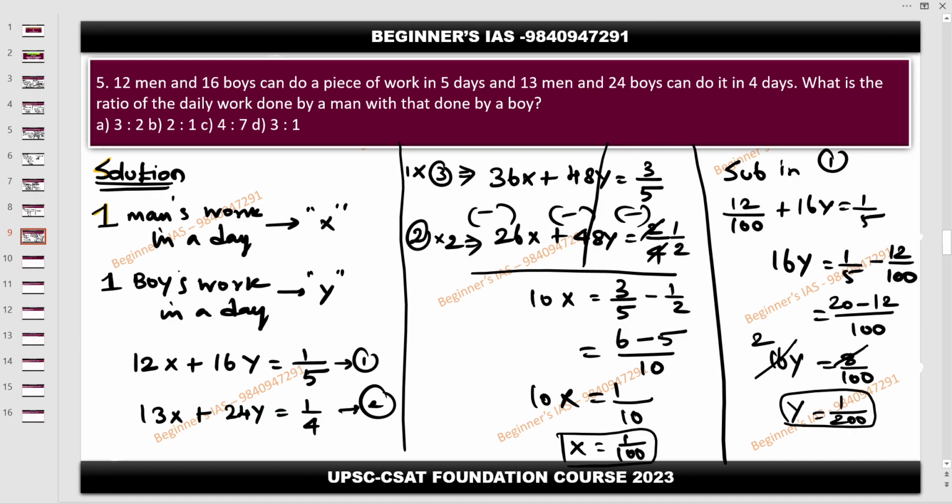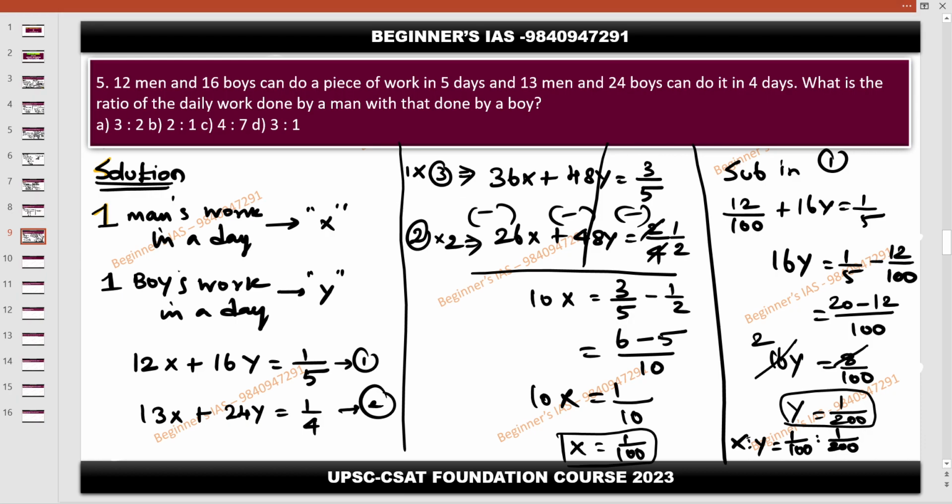After you find x and y, the x is to y ratio is nothing but 1 by 100 is to 1 by 200. So what is the LCM? 200. Therefore multiply 200 in the numerator on both sides. So it becomes 200 by 100, cancel the zeros, therefore 2. Here 200 by 200 is 1. So 200 is the LCM, and we consider the numerators. Therefore the ratio is 2 is to 1. Clear? This method also.